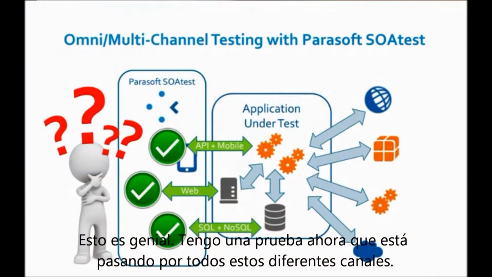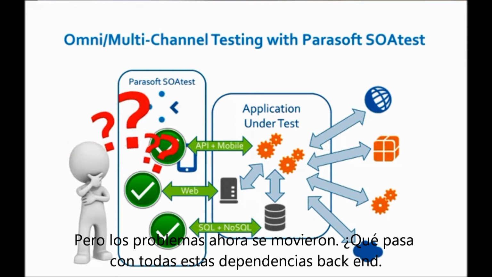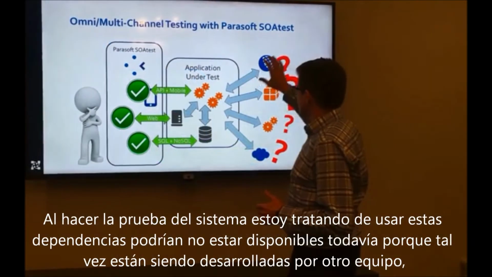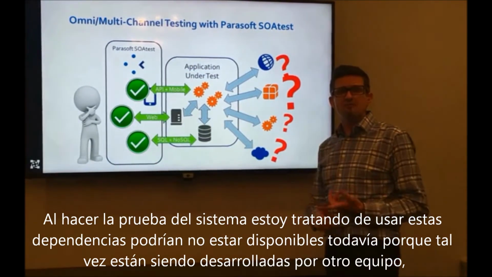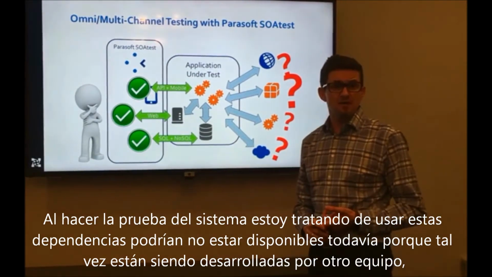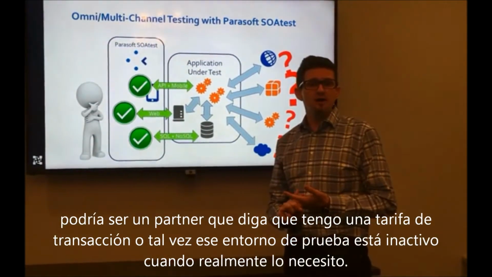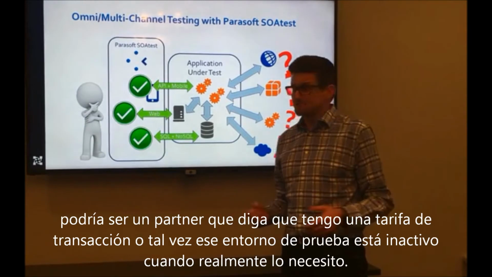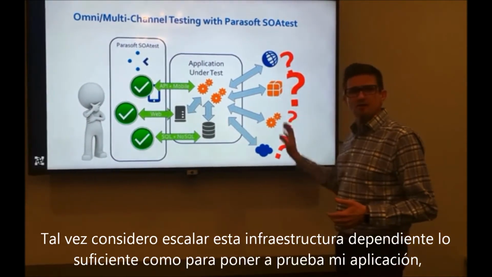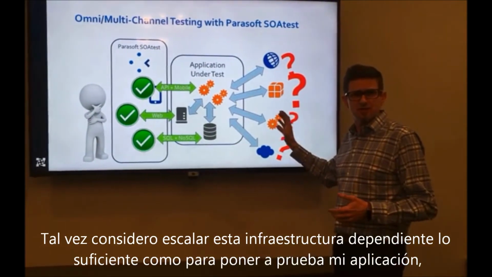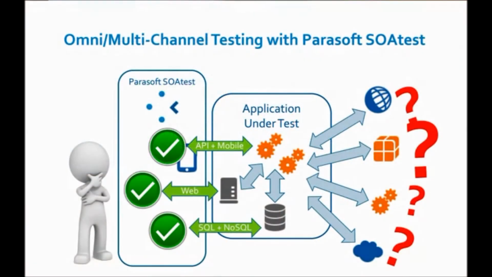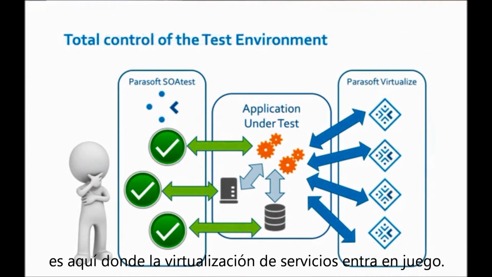So this is great. I've got a test now that's going across all of these different channels, but the problem's actually moved. What about all of these back-end dependencies? So to test this system, I'm trying to use these dependencies that might not be available yet because maybe they're being developed by another team. It might be a third party where I have a transaction fee, or maybe their test environment is down when I actually need it. Or lastly, maybe I can't scale this dependent infrastructure sufficiently so I can really stress test my application. This is where service virtualization comes into play.